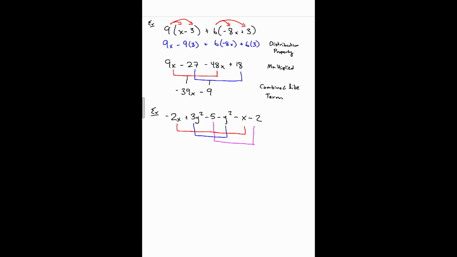Okay, so like I said, color coding does not hurt. So negative 2x minus x, red to red, that would be a minus 3x. 3y squared minus y squared, blue to blue, that would be a positive 2y squared. And then negative 5 minus 2, pink to pink, that would be a minus 7. So that would be your final answer.